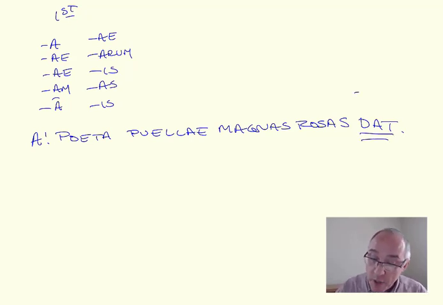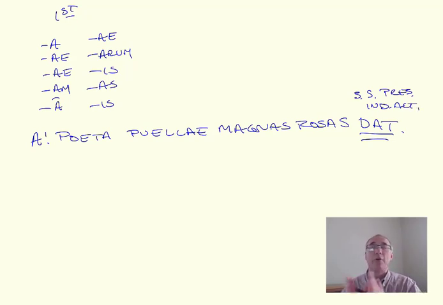Analyze the verb. Third person singular, present, indicative, active. Fantastic. And it comes from the word do, dare, but the translation doesn't matter right now. Do not get bogged down in the translation at this point. I know that seems crazy to say. I'm not worried about that right now. Dat, third person, he, she, or it. Is there anything in the nominative case that can be the subject?